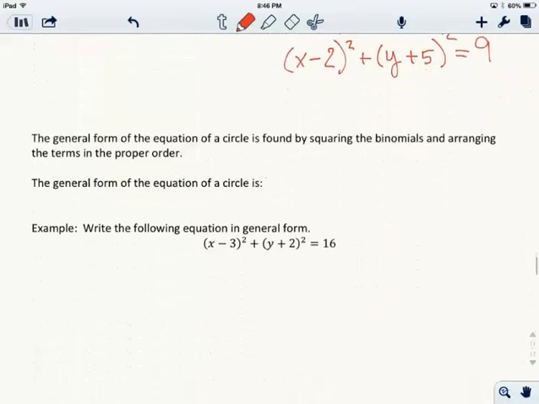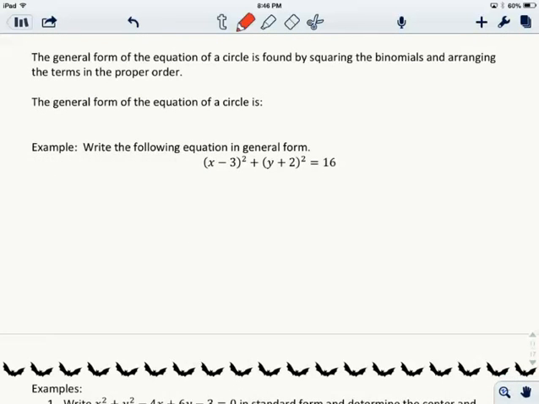Okay, continuing through this. The general form for the equation of a circle is found by squaring the binomials and arranging the terms in proper order. So your standard general equation for your circle is going to be ax squared plus by squared plus cx plus dy plus e equals 0. Key here again, similar with quadratics, equals 0.